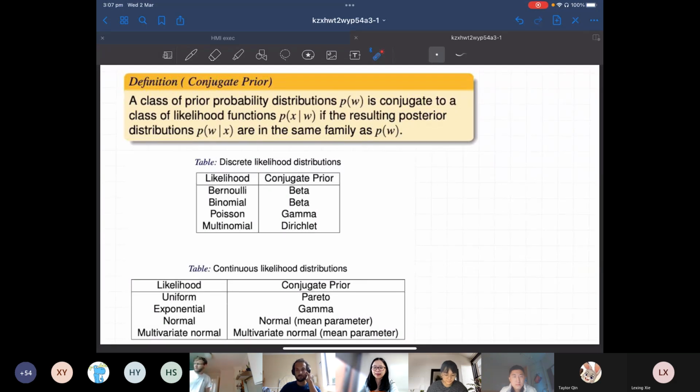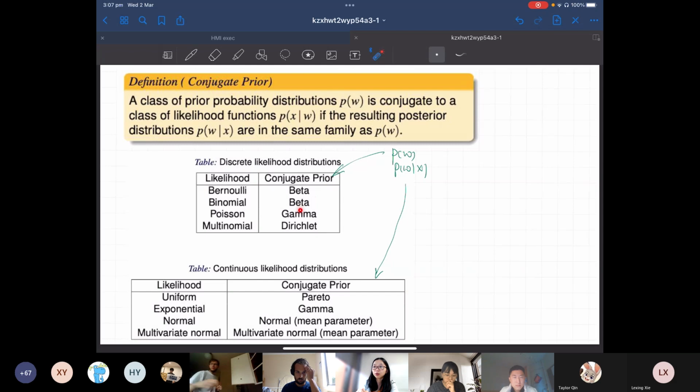Okay, so basically what these tables mean is that, for example, P of W and P of W given X will be distributed according to a certain form.